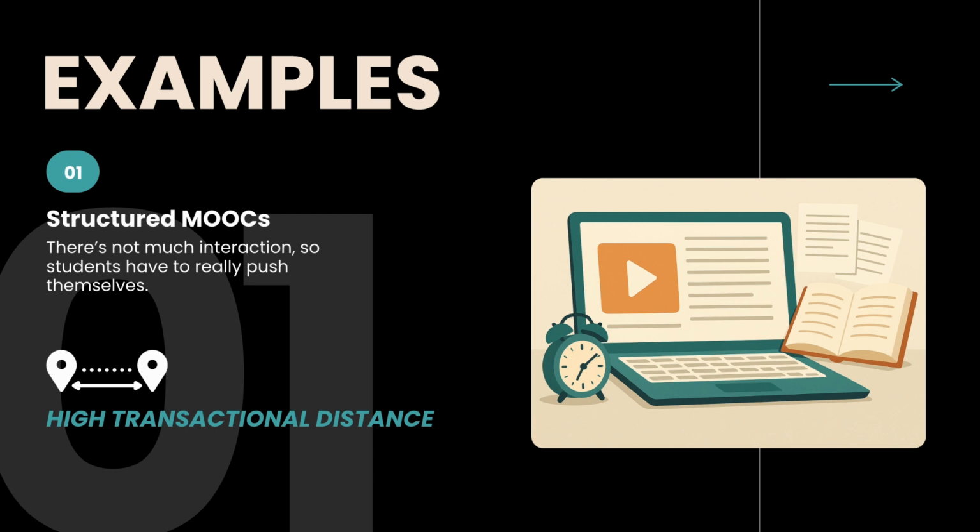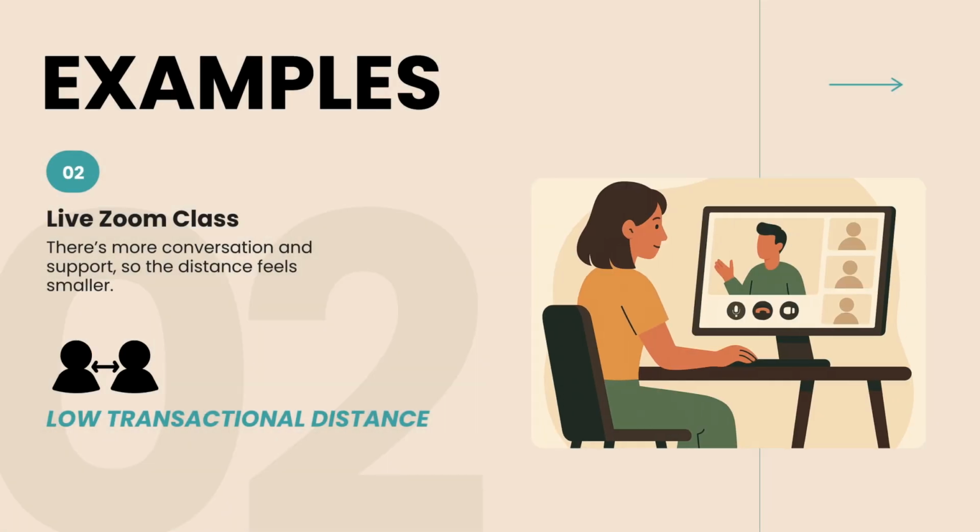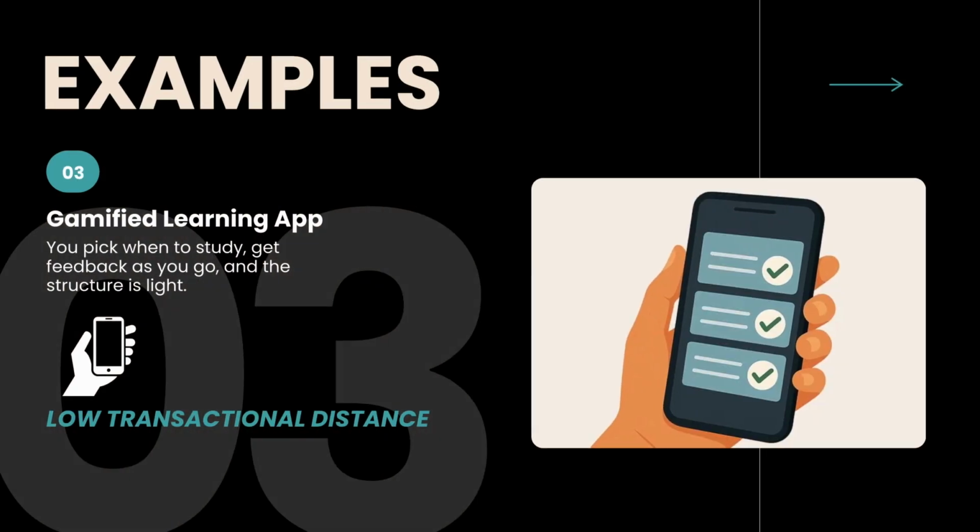Now, let's compare that to a live Zoom class with lots of feedback and a flexible schedule. There's more conversation and support, so the distance feels smaller, and it's easier for learners who need more guidance. Lastly, let's take Duolingo, the language app, for example. You pick when to study, get feedback as you go, and the structure is light. This is a great example of a balanced approach with all three elements working together nicely.